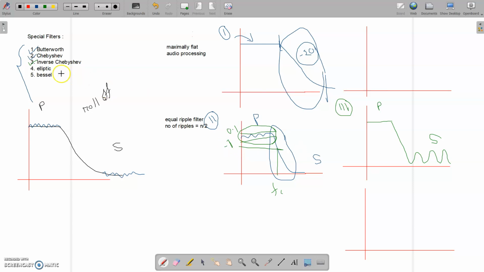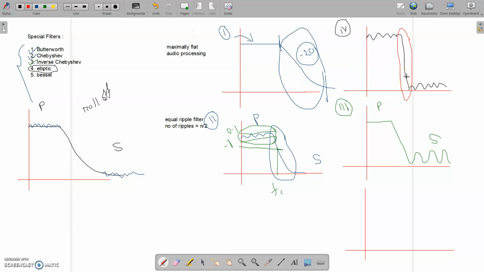Now the fourth one, the elliptic one, this is a good one. We call it the elliptic filter. In an elliptic filter I have ripple in the pass band, and I also have some ripples in the stop band, but the transition is very steep. I have the fastest roll off. This roll off is the fastest among all these types of filters that you have used. This is the fastest transition that occurs.